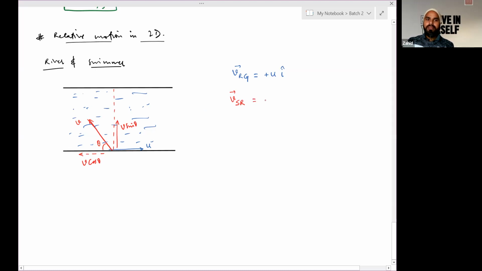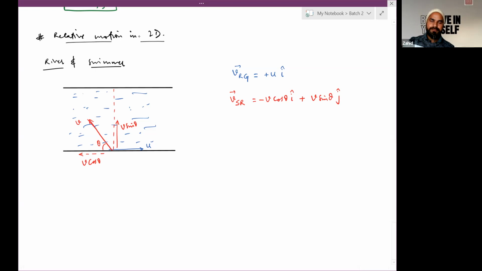So it will be v times cos theta in the negative I cap direction, plus velocity v sin theta along j cap. Now we have to define velocity of swimmer with respect to ground.